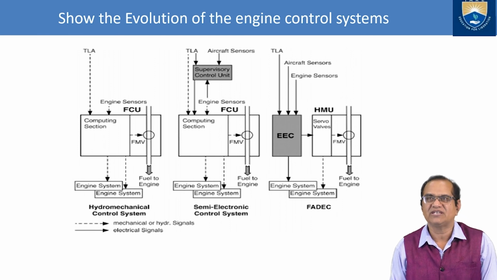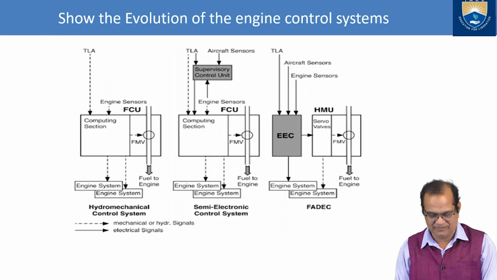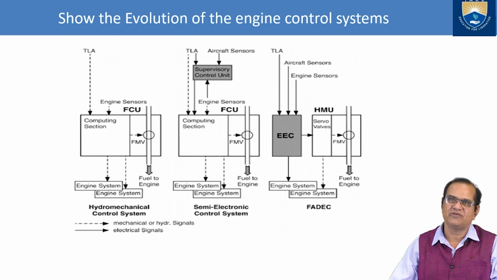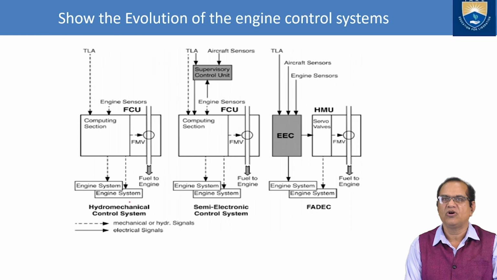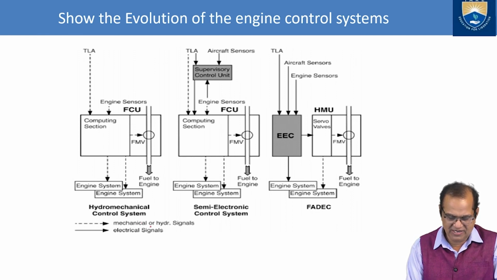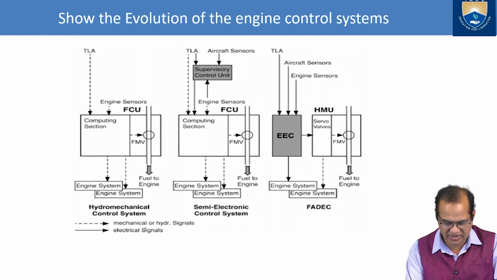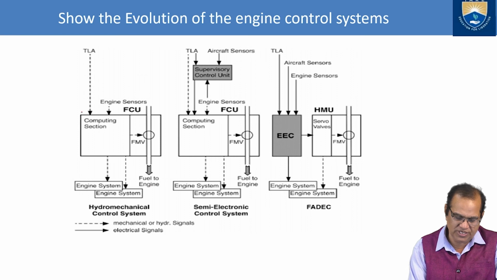So the evolution of the engine control system. Here I have shown from old to new. The first one is the hydro-mechanical control system. Here the mechanical or hydro and this electrical. If you see here, all the dotted lines are mechanical or hydraulic, and the firm lines go to the electrical signal. So here only hydro and mechanical is there.